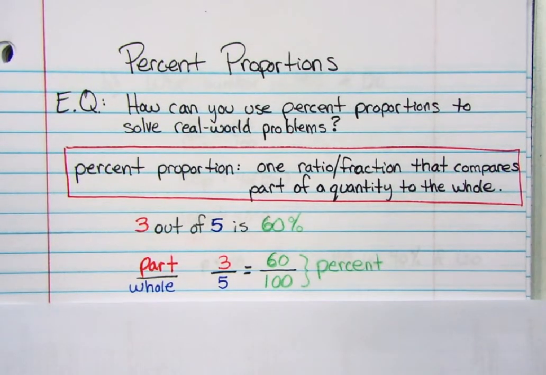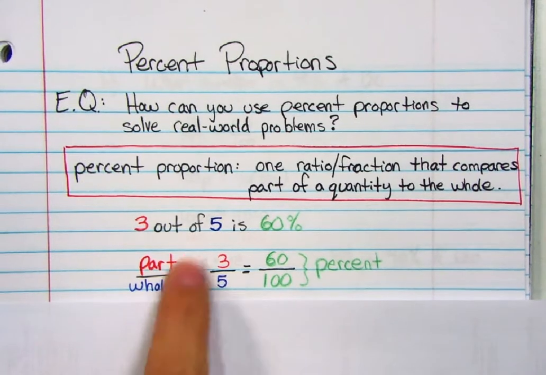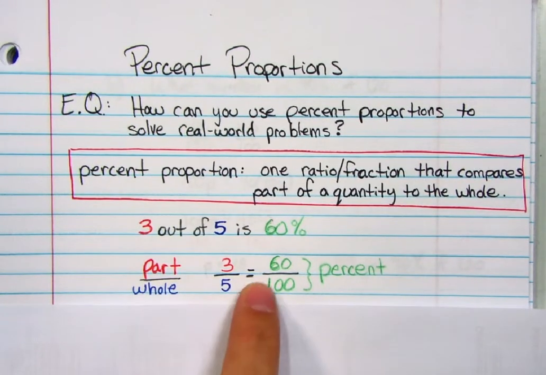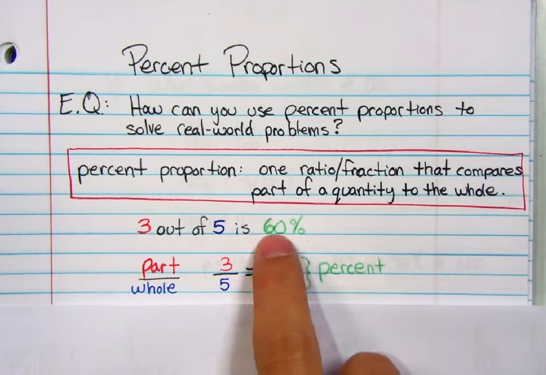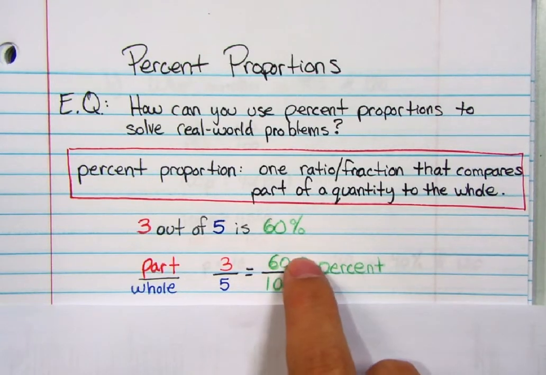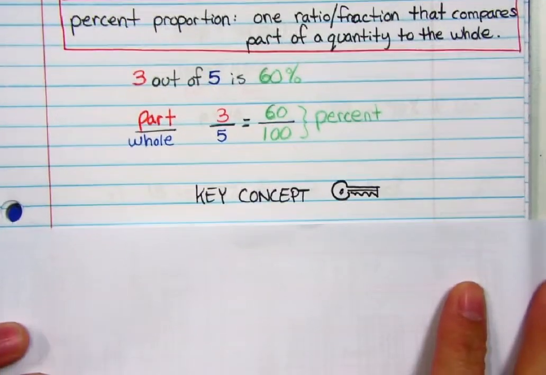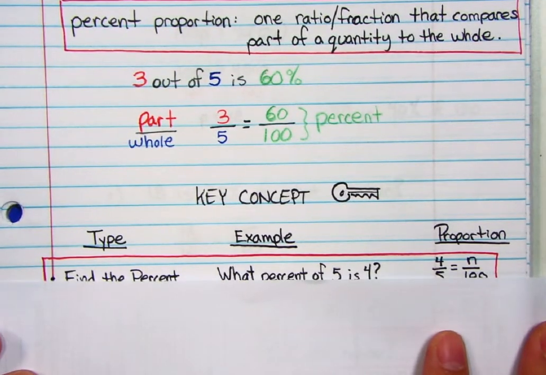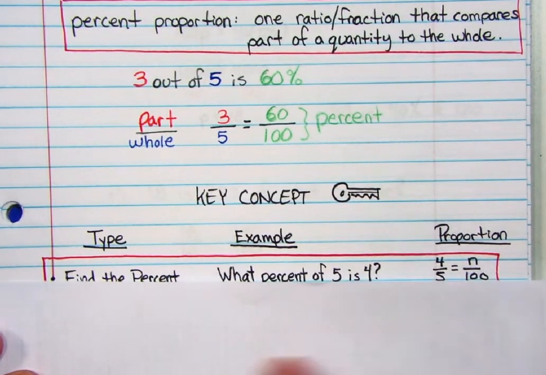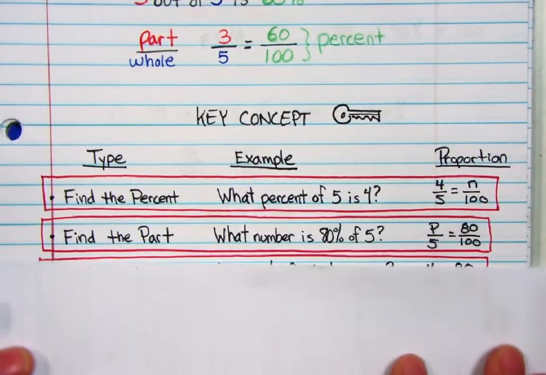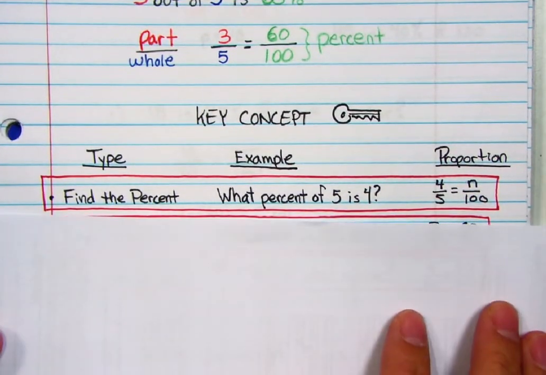I've got 3 out of 5 is the same as 60%. So the part is 3, the whole is 5, and that's equal to 60%, which we know means 60 out of 100. Okay, so the key concepts, these are really important to understand, so take a moment to make sure all this stuff gets in your notes. You would have all of it in any way. Let's talk about the first one.